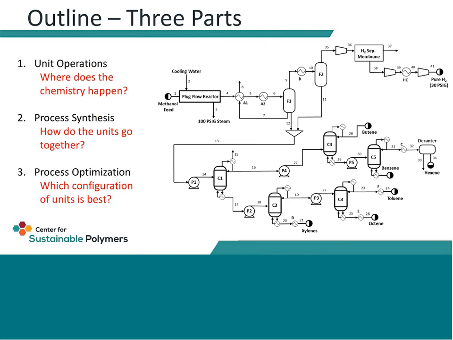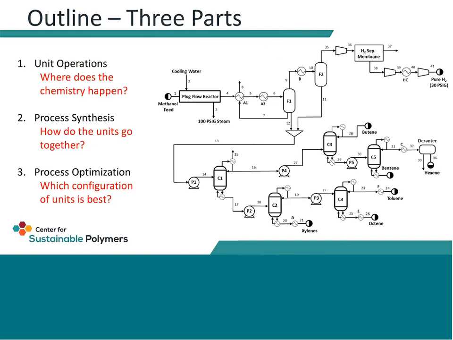First thing you have to know is, what are the unit operations? And this is where the chemistry happens, so we have to be able to describe that. Part 2 will be about, once we know what the unit operations are, how can we put these together in a way that makes sense in terms of the overall chemistry?